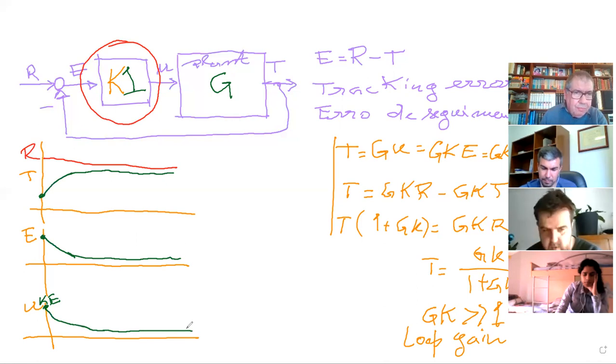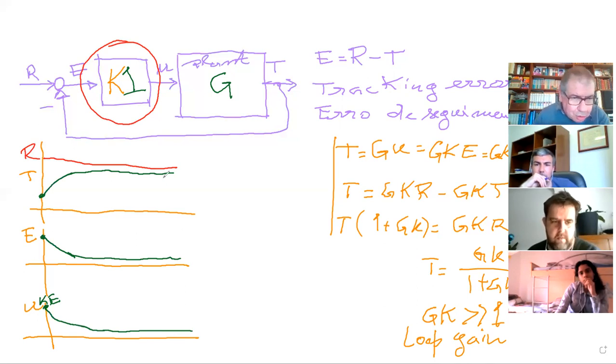Now, what would happen if T is equal to R? What is the value of E if T is equal to R? Zero. And what about the valve? Also 0. If E goes to 0, U goes to 0, and then what happens here? Up. You close your valve, it goes up. That's right, because it's an inverting.